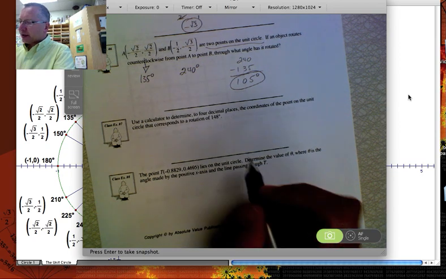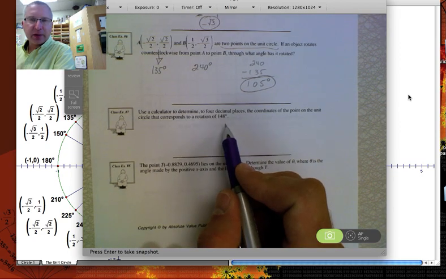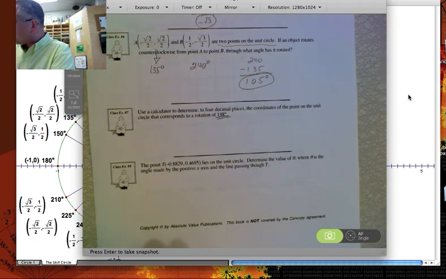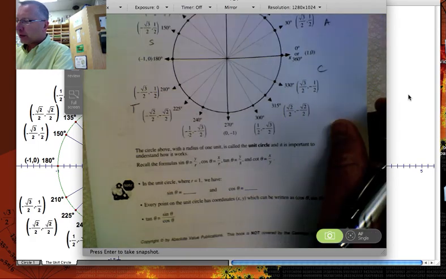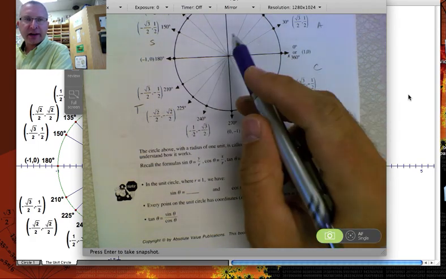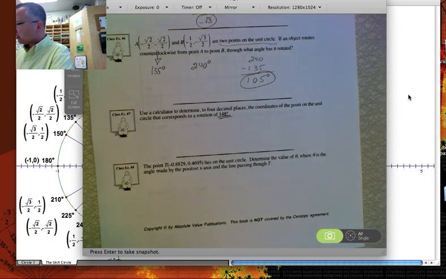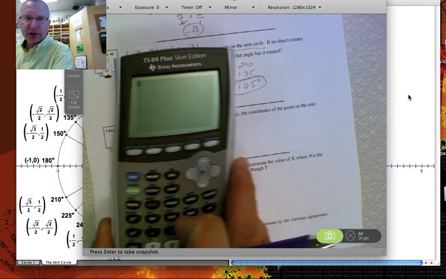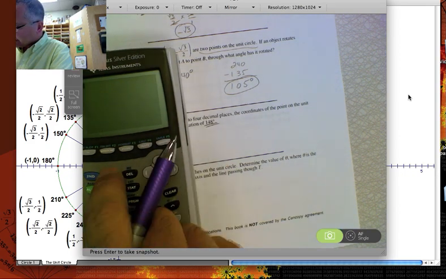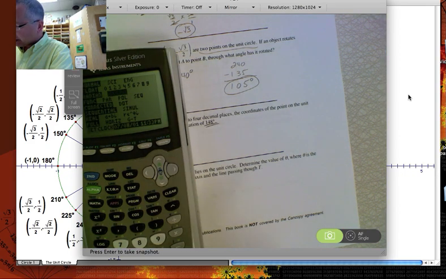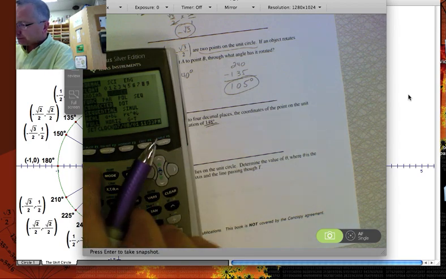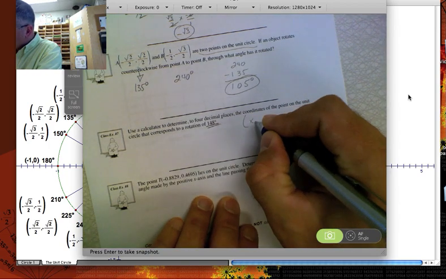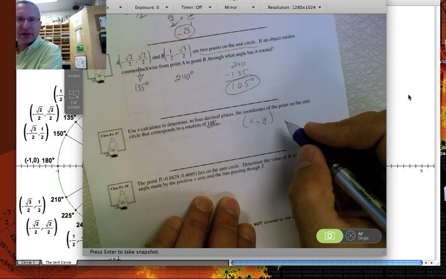It says use your calculator to determine to 4 decimal places the coordinates of the point with a rotation of 148 degrees. 148 degrees is not an angle on our unit circle, so that's why we need to use our calculator. So turn on your calculator and hit mode and make sure you're in degree mode. Now, 148 is in degrees, and they want us to know the coordinate, the x and the y.